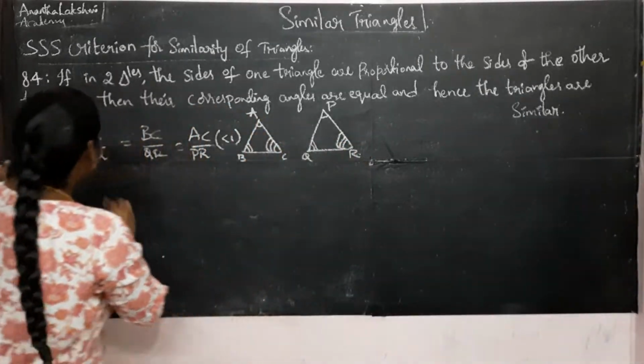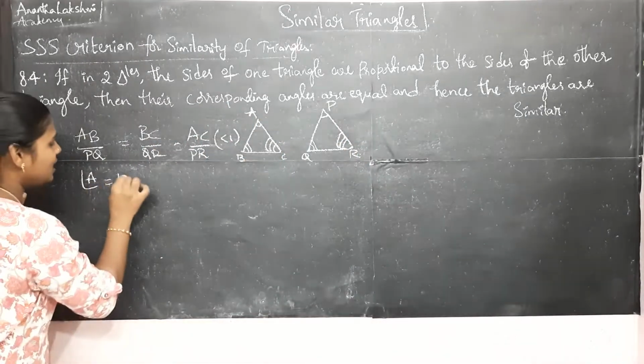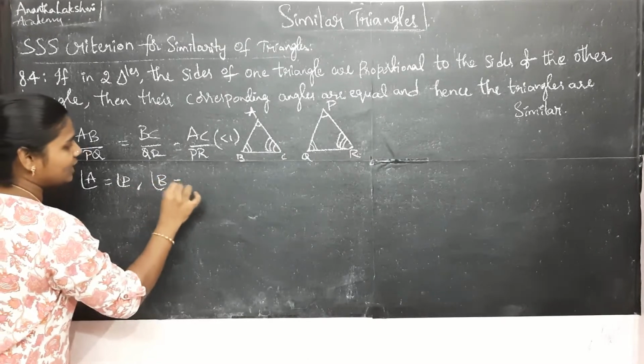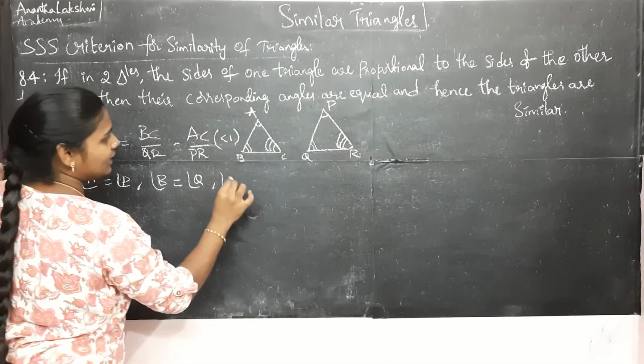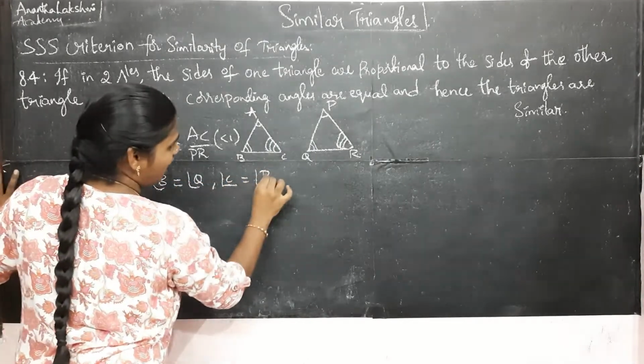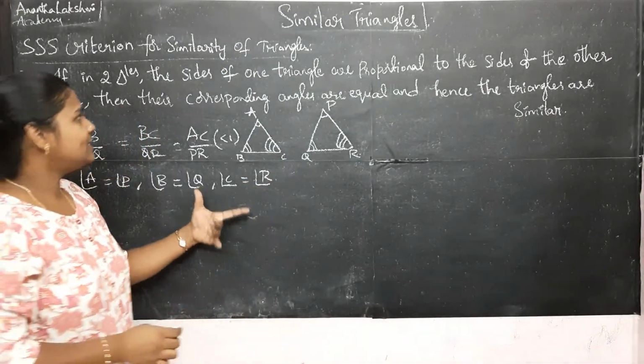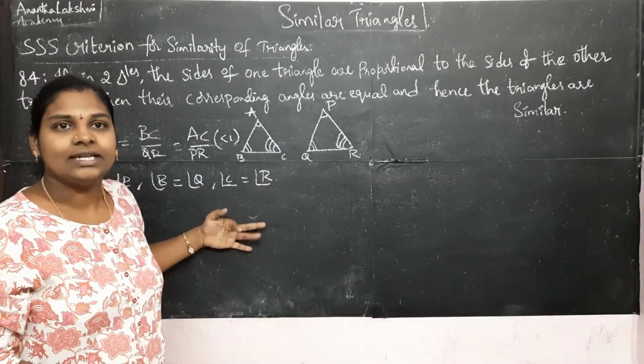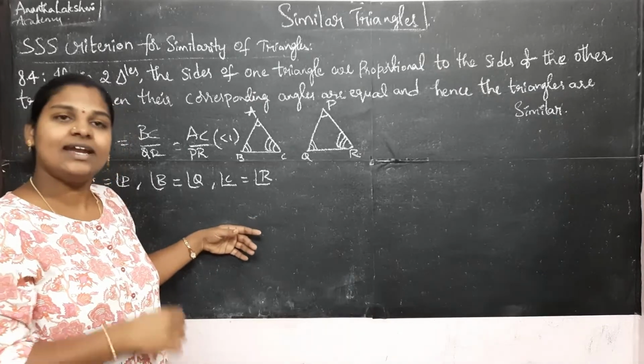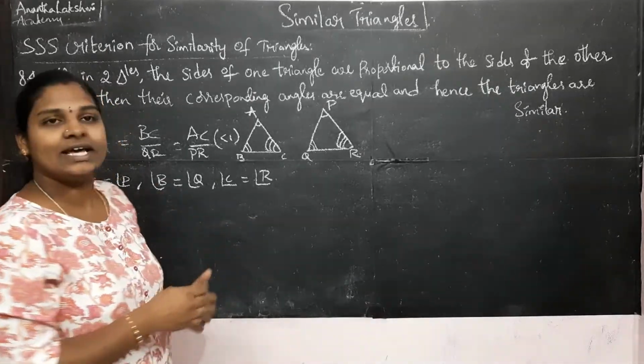Such that angle A is equal to angle P, angle B is equal to angle Q, and angle C is equal to angle R. Alright, so this is about the SSS criterion. Let's jump into the next one, which is the side criterion for similarity of triangles.